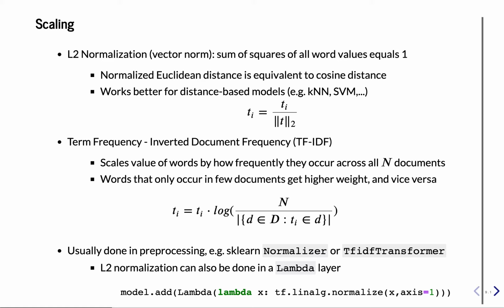So the easy way around this is to simply normalize the values of your vector, and in that case, the Euclidean distance is equivalent to cosine distance. It's a very nice trick to get meaningful distances in high-dimensional spaces. And you definitely want to do this whenever you want to use a distance-based model such as KNN or SVM.